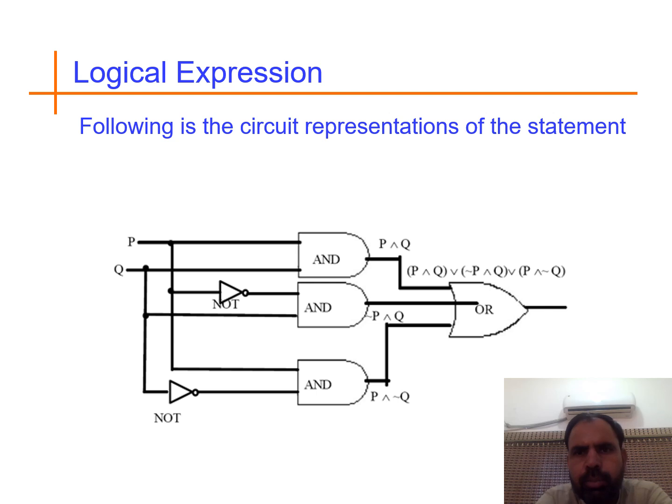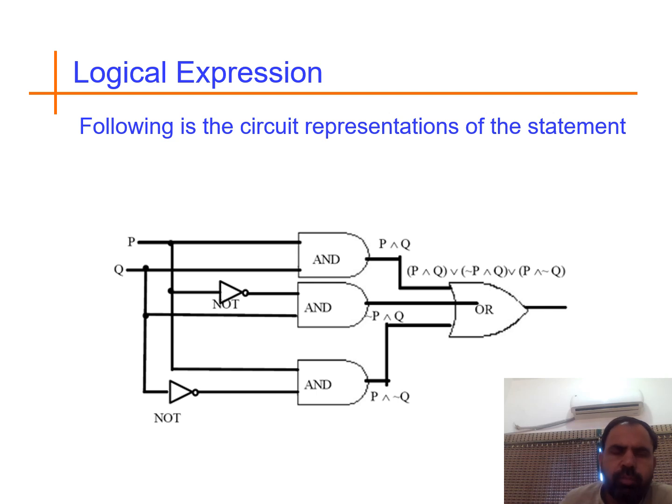Following is the circuit representation of the statement. We already explained these circuits. Now in this slide we express another logical circuit. Here is P and here is Q. In the previous slides, we expressed it in a different way.